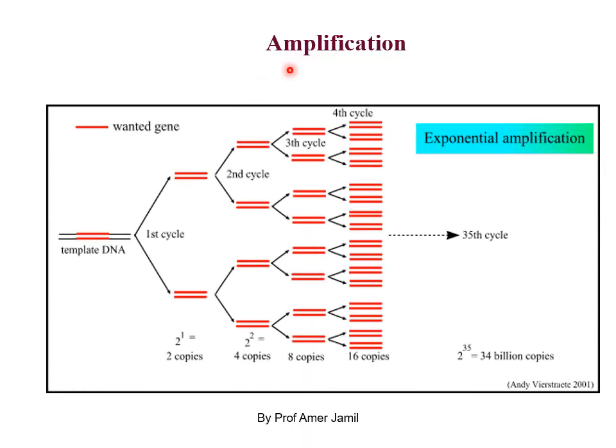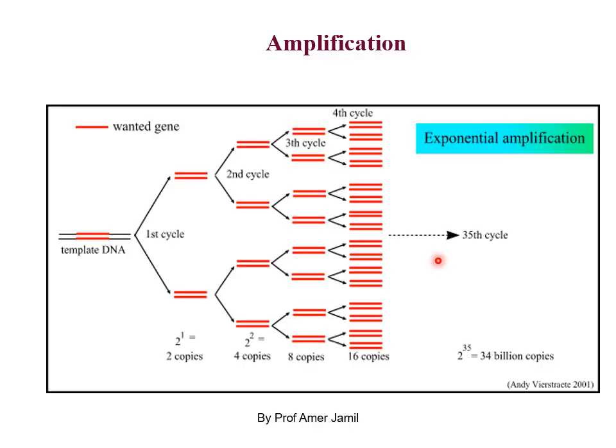This DNA amplification by PCR is an exponential process. You can see this one DNA, then there are 2 copies of DNA, then there are 4 copies, 8, 16, and so on. And in only 35 cycles, you get 34 billion copies of the DNA. And these 35 cycles can be completed in a PCR machine in just less than 3 hours. So you can get so much quantity of DNA, 34 billion copies, in just less than 3 hours.